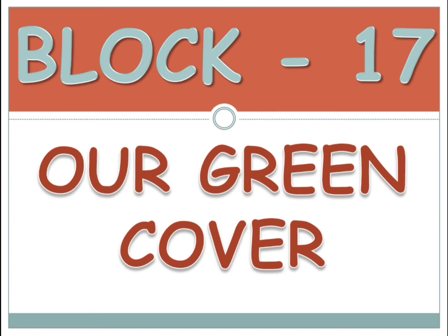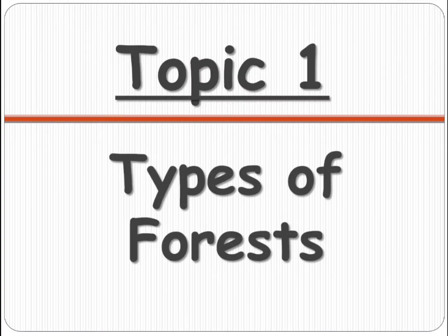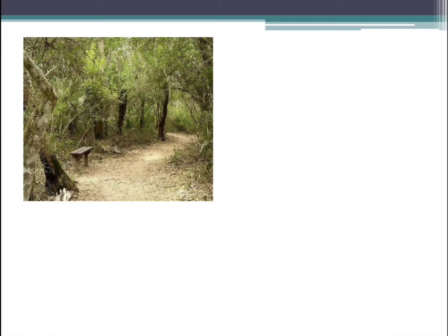So in this, our first topic is the types of forest. What are the different types of forest we have in our country? The first type of forest is the thorn forest, and these forests have small trees like cactus and babul plants.